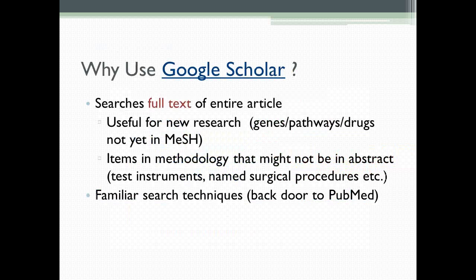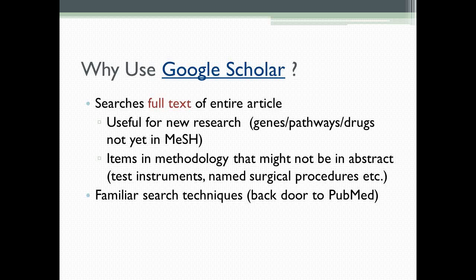So if you're doing new research, often genes and pathways and drugs may not have very many peer-reviewed articles about them, but they may be mentioned in the bulk of the article, or the author may say, this thing is called this, but alternate names are this. And so you'll see those things. You wouldn't see it in a structured or small abstract.